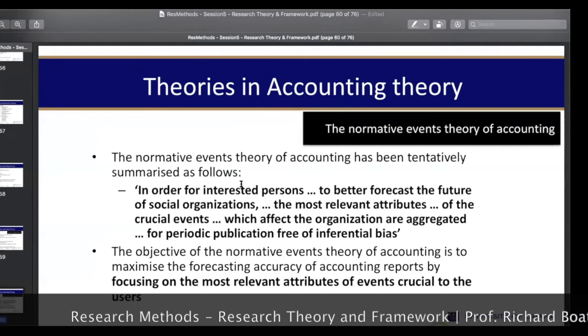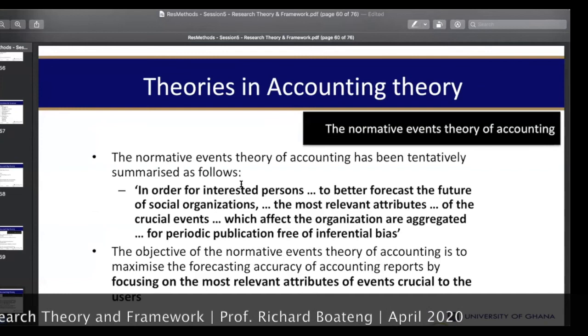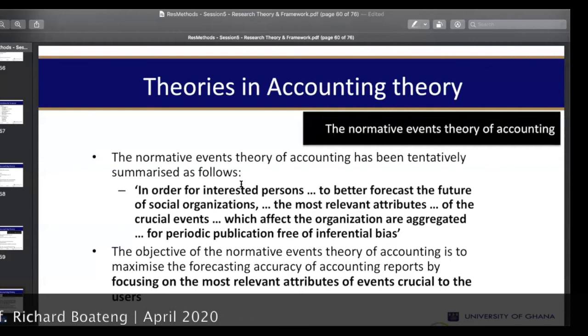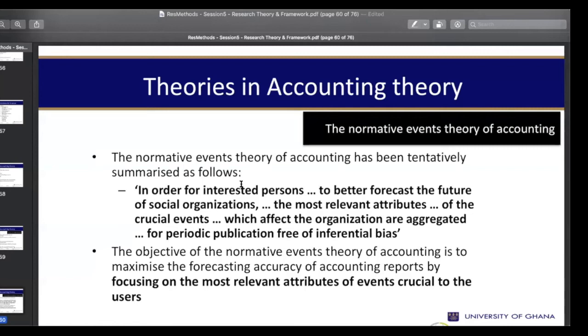In order for interested persons to better forecast the future of social organizations, the most relevant attributes of the crucial events which affect the organization are aggregated for periodic publication, free of inferential bias. The objective of the normative events theory of accounting is to maximize the forecasting accuracy of accounting reports by focusing on the most relevant attributes of the events crucial to users. So the user then becomes part of defining whether the thing is relevant or not.